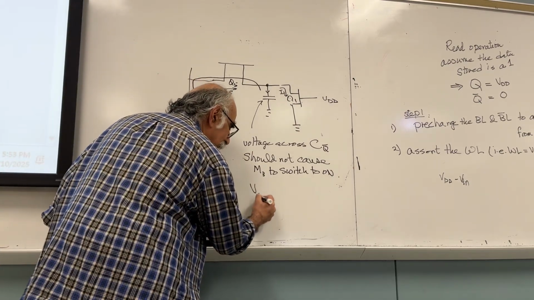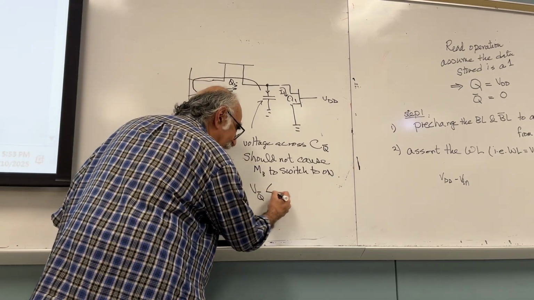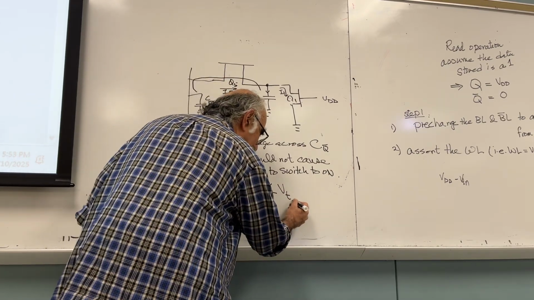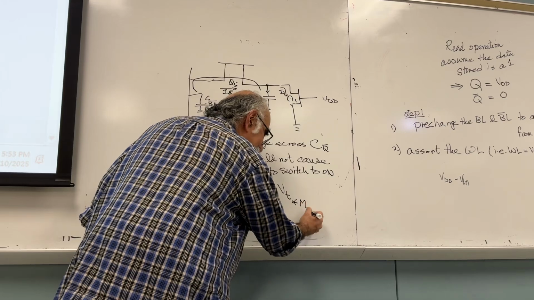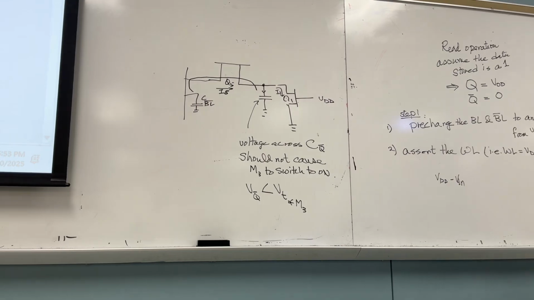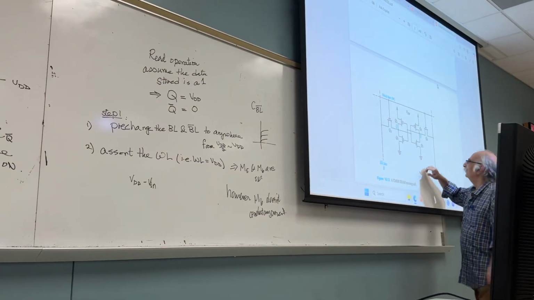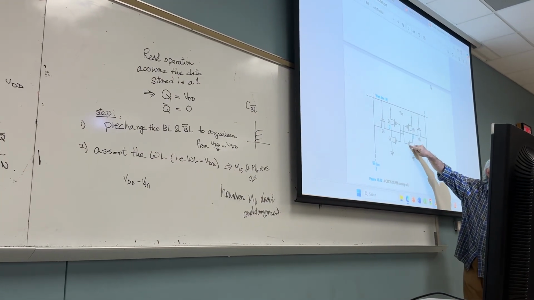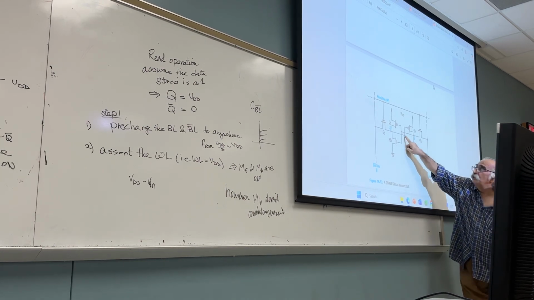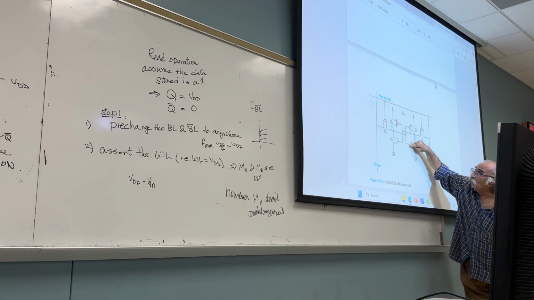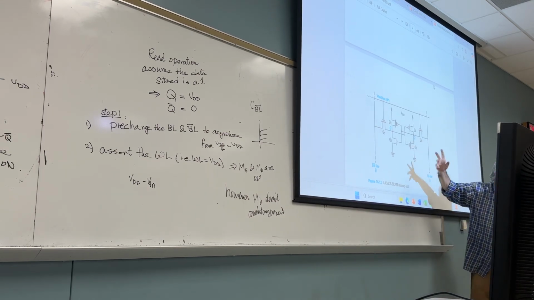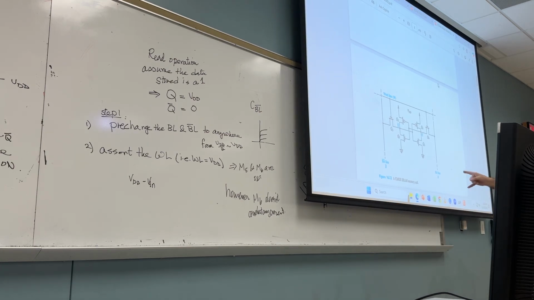VQ bar should be less than what? VT of M3. Did you get it? What is the VGS of this? This is the S, ground. VG depends on this voltage. I don't want VGS to be what? Exceeding the VT. Which means what? I don't want to create a channel.